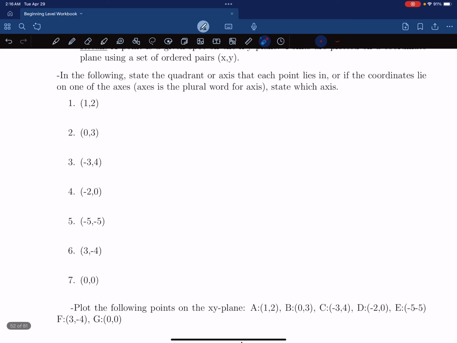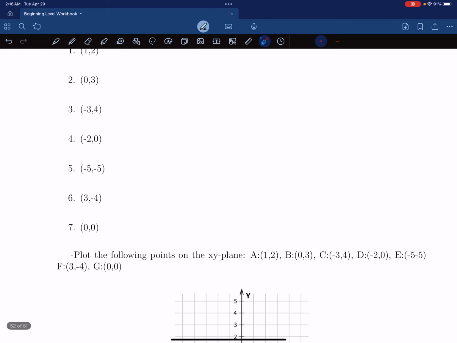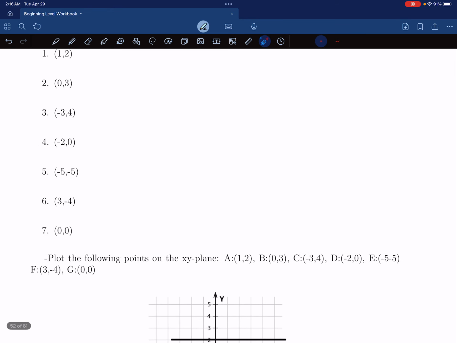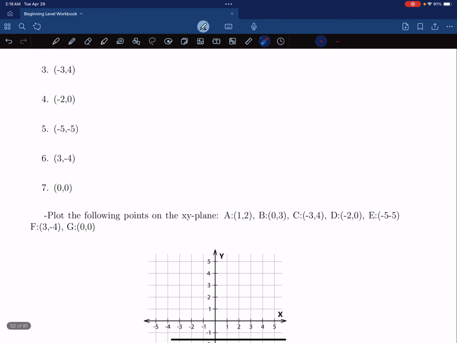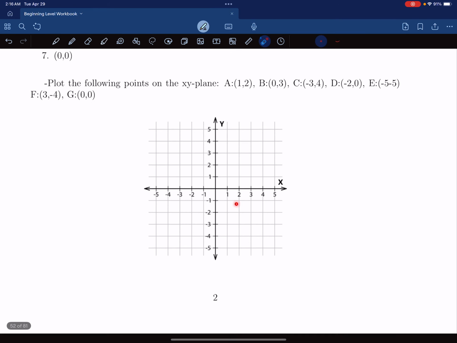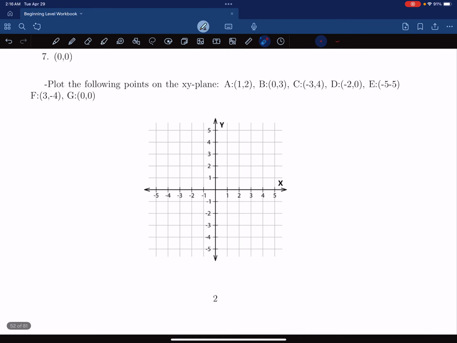This will make more sense once we get some more practice. So I'm going to skip these first examples and go to this one first, and then we're going to come back to these examples, because it just makes more sense to do this first. So let's begin by plotting these points on this XY plane.